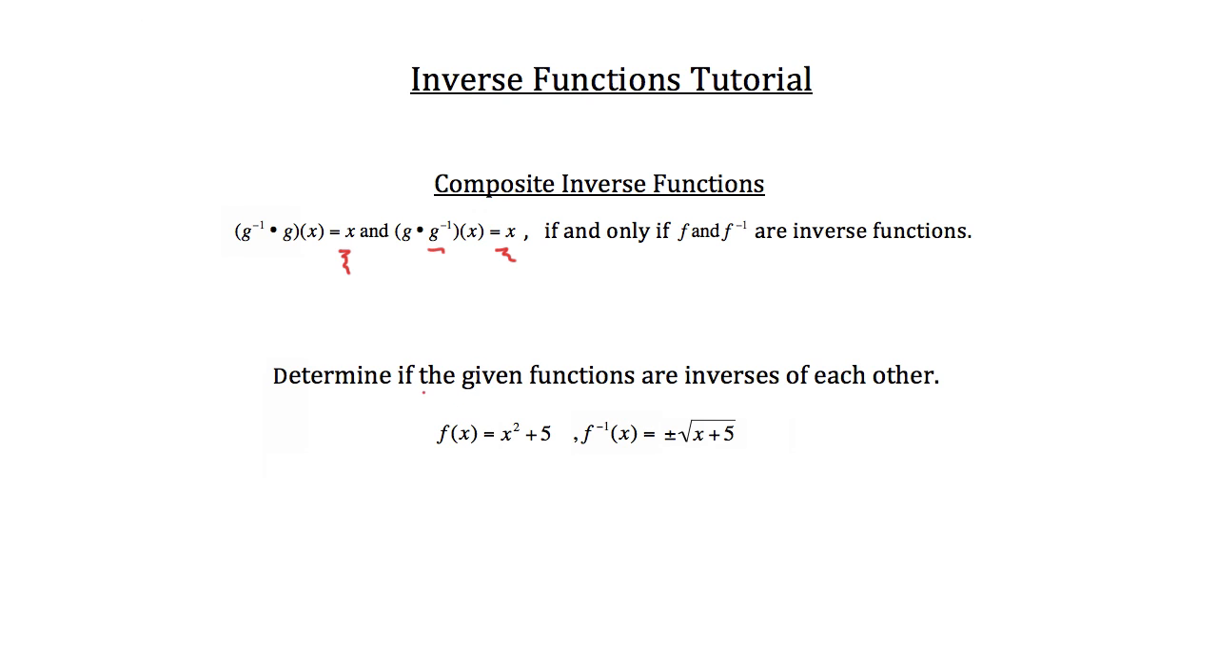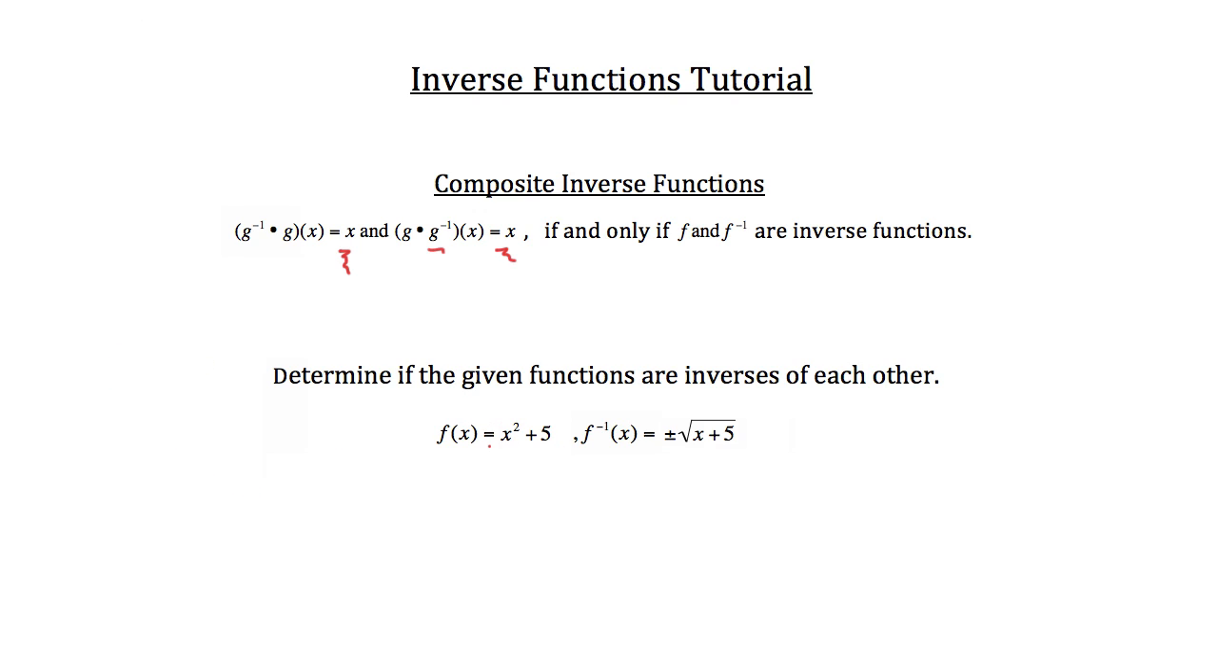In this example, we'd like to determine if the given functions are inverses of each other. So here's our f of x and our f negative 1 of x, so our f inverse. In order to determine whether or not f of x and f negative 1 of x are inverses, we could compose them, and it should just negate itself, and we should arrive at x. There's also another easy way to do this.